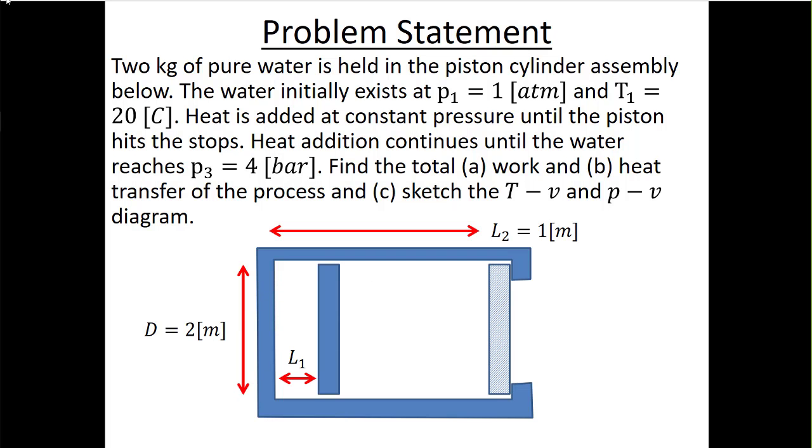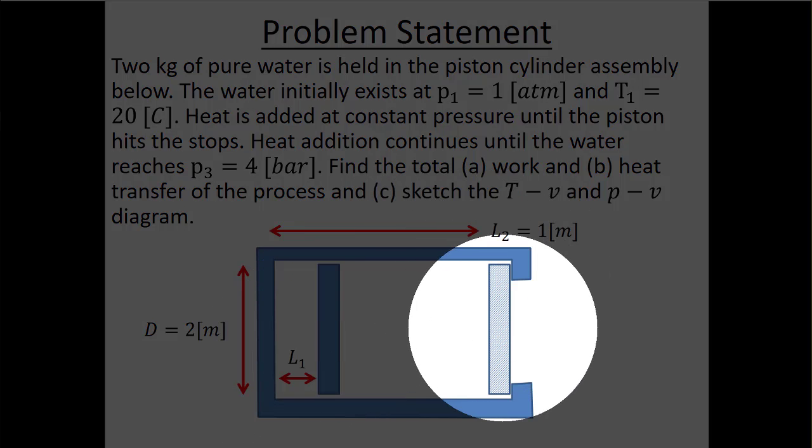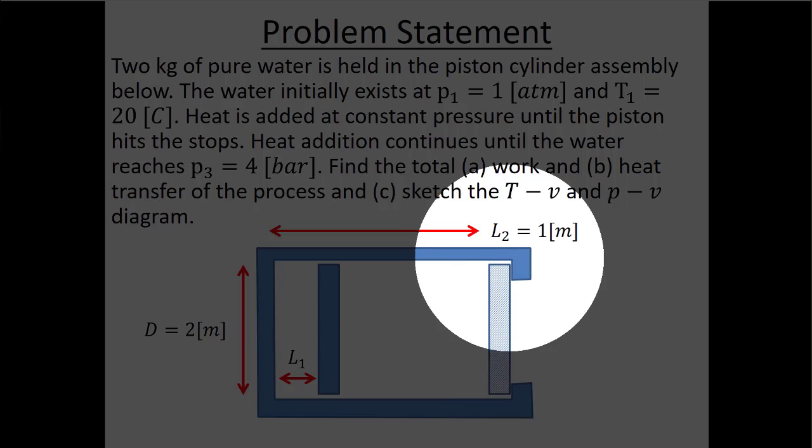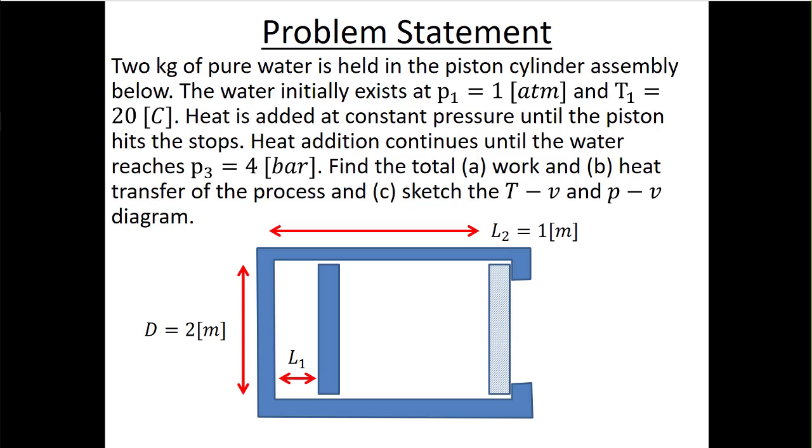And then we keep adding heat, right? As we add heat, eventually that water will expand, particularly as it starts to boil. It will expand up until the point where it gets stopped by the geometry of the system. So basically there are stops in here that make it so the piston can't expand anymore.